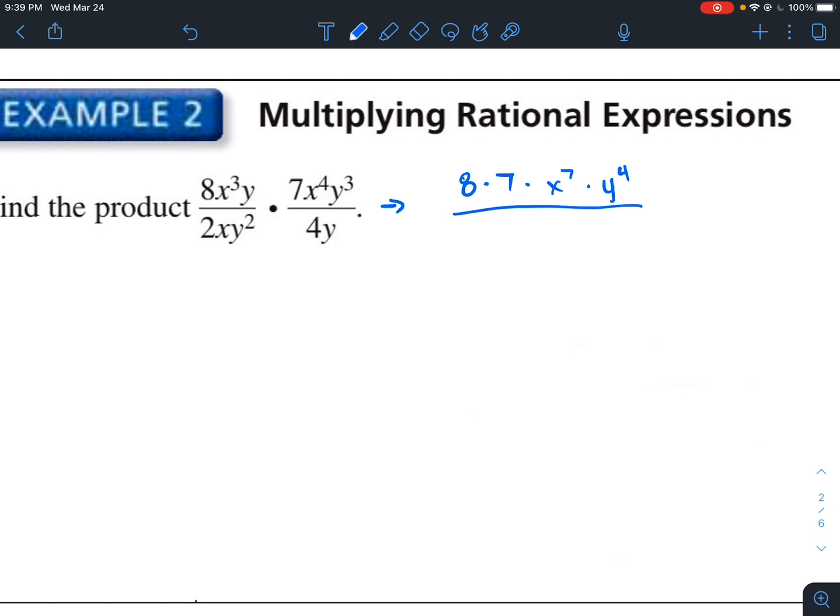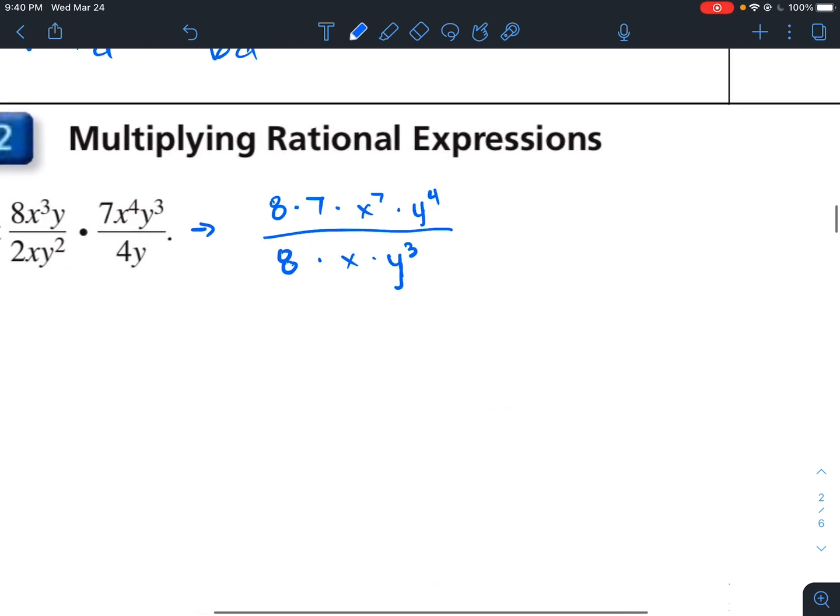And then in the denominator, we have 2 times 4. So this one I am going to multiply together because that's equal to 8. I'm doing that because that means I have a common factor in the numerator and denominator. So I have 8 times x times y cubed, because y squared times y is y cubed.